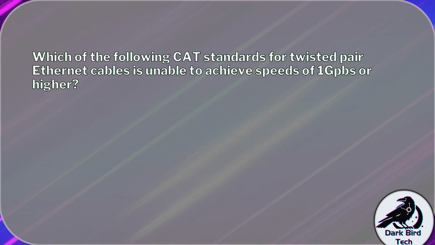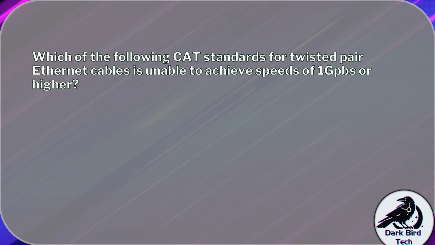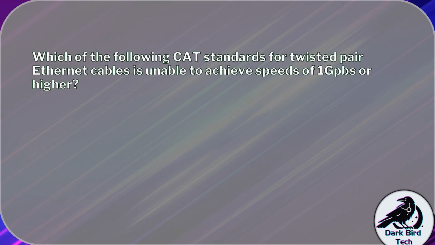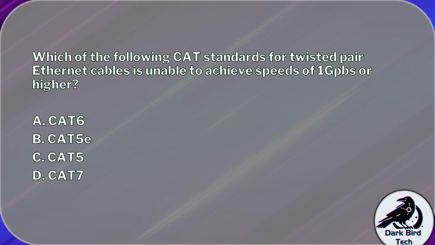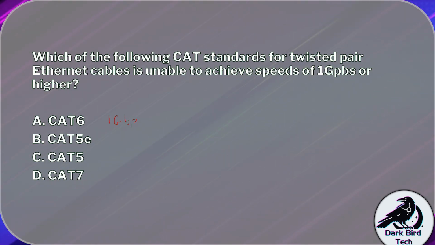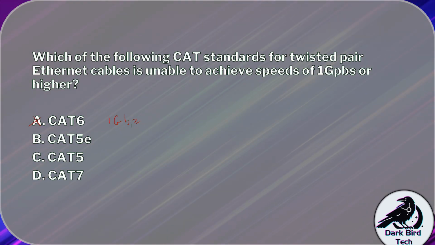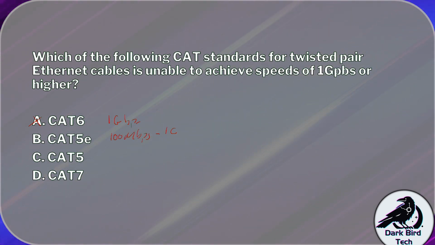Which of the following CAT standards for twisted pair Ethernet cables is unable to achieve speeds of 1 gigabit per second or higher? So again, another networking question, checking do you know your physical networking thingies. So we've got Cat6 cabling, Cat5e, Cat5, and Cat7. So let's list the speeds if you can't remember them. Cat6, you're looking at a solid 1 gigabit per second. So we're looking for something that can't get to 1 gigabit per second. That kills that. Cat5e is 100 megs to 1 gigabit per second.